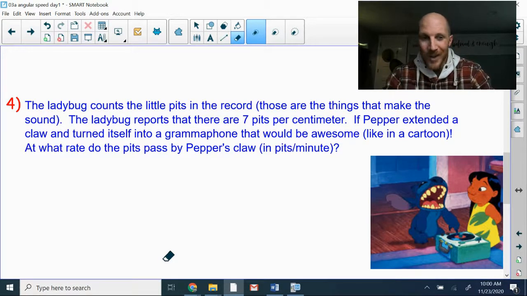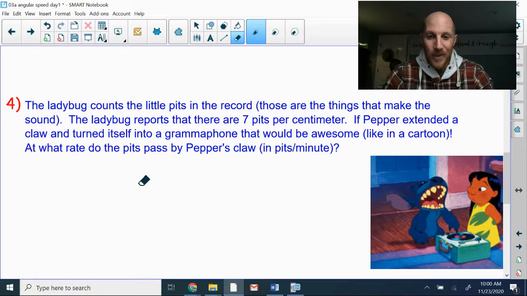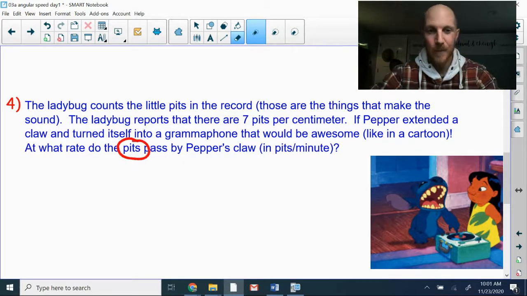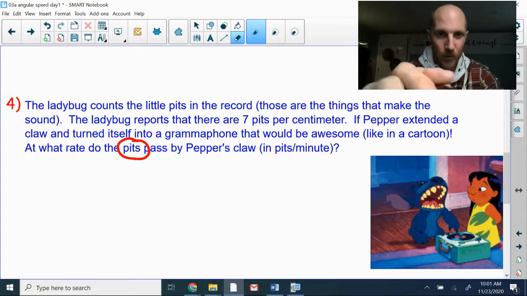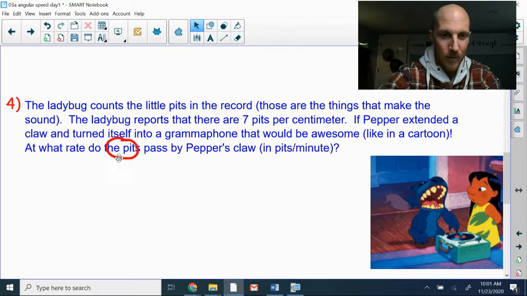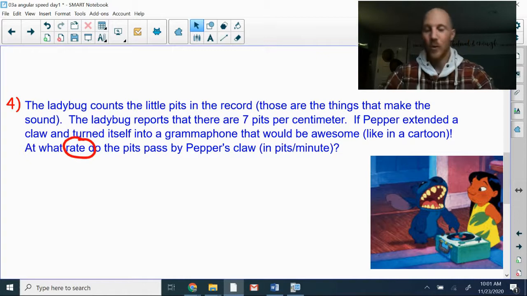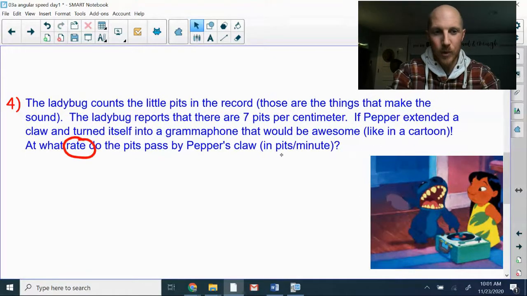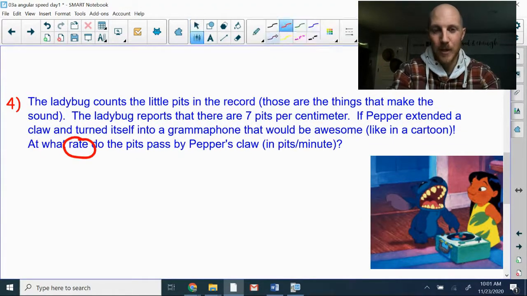So if Pepper extended a claw, turned himself into a gramophone, like Stitch, that'd be awesome, obviously. But what rate do the pits pass by Pepper's claw in pits per minute? Okay, I circled the wrong word. I'm trying to circle rate. Rate implies some kind of speed, right? And the directions here tell us we're looking for pits per minute.